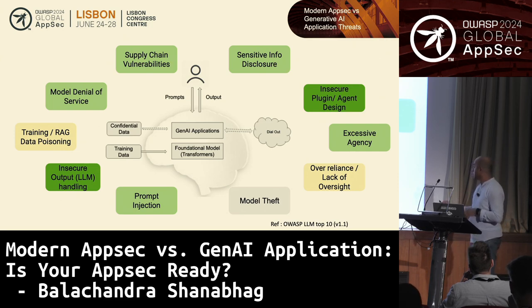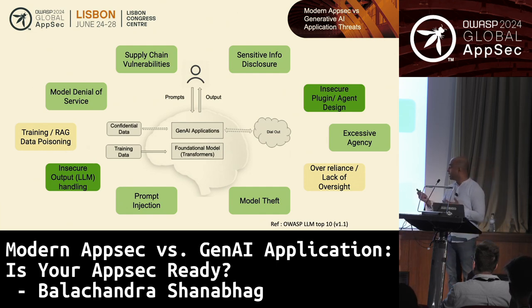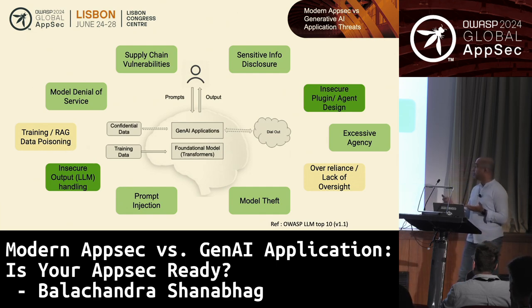The next in the top 10 is model theft. This is similar to the IT theft risks previously faced by various organizations. But some of the changes here are that using the prompt, people are able to extract the data. So that would be something different from existing IP protection.